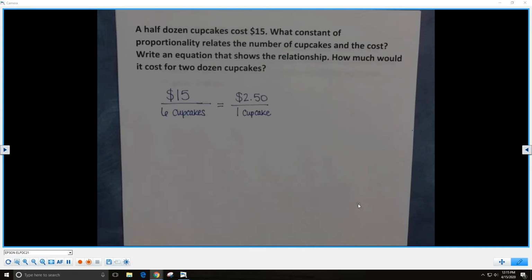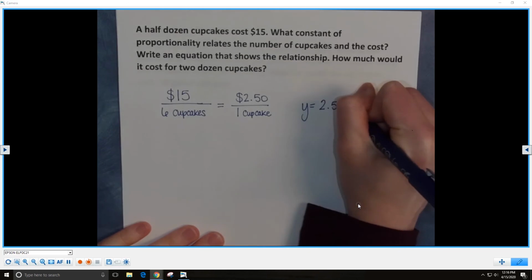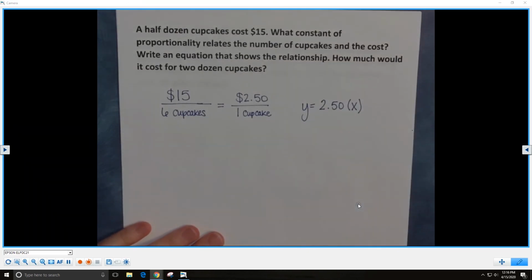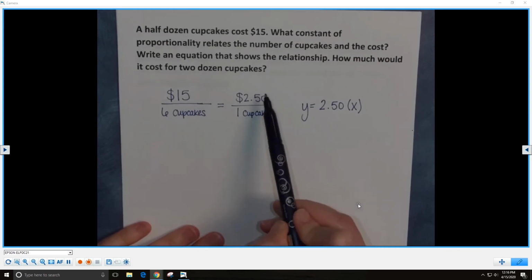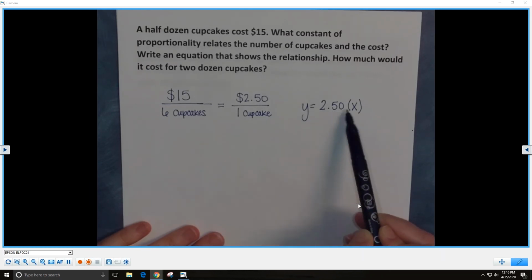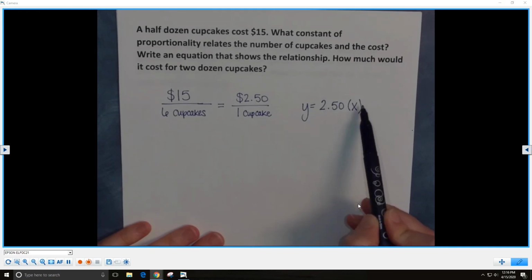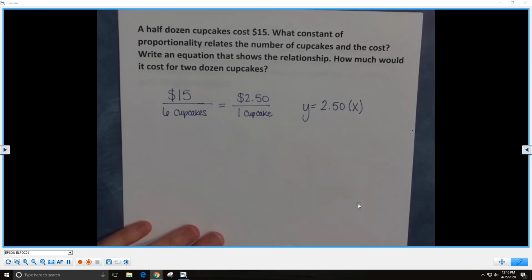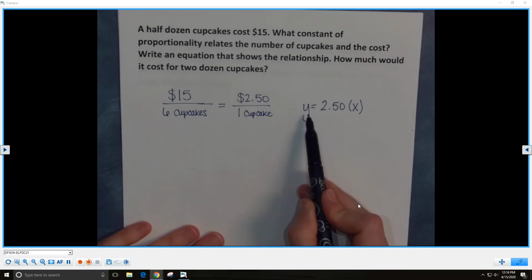Okay, so I wrote the equation y equals $2.50 x. Because if we started with this ratio, reduced it here, this $2.50 for 1 cupcake is our constant of proportionality, which is k in this equation. So what did your variables represent? What does x represent? What does y represent? Right, x is the number of cupcakes purchased, and y is the total cost.